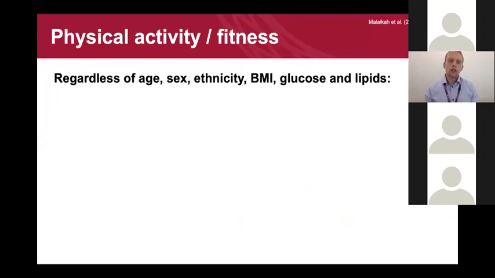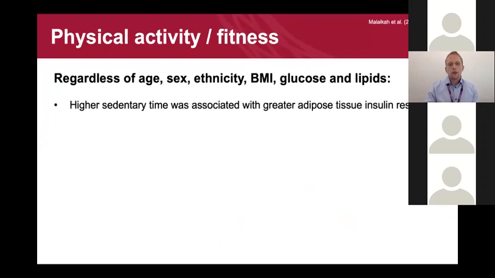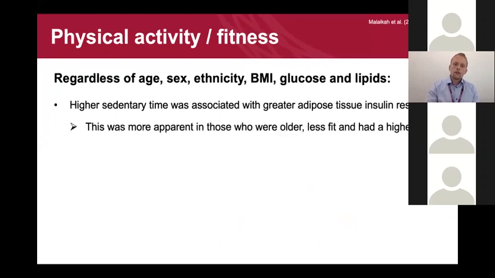So what we found was that regardless of a person's age, sex, ethnicity, BMI, and circulating metabolic biomarkers, spending more time sedentary was associated with greater adipose tissue insulin resistance. And this relationship was more apparent in those who were older, less fit, and had a higher BMI. So what this suggests is that in these individuals in particular, it may be really important to reduce the amount of sedentary time to potentially improve adipose tissue insulin resistance.